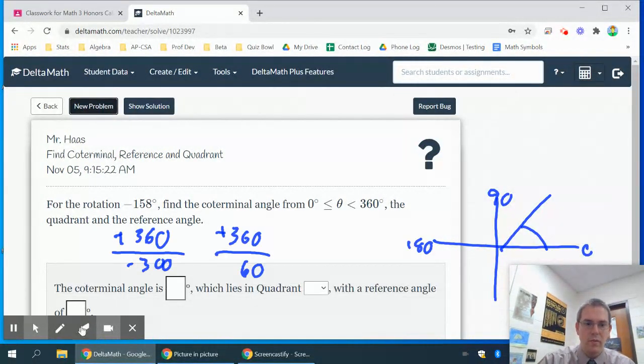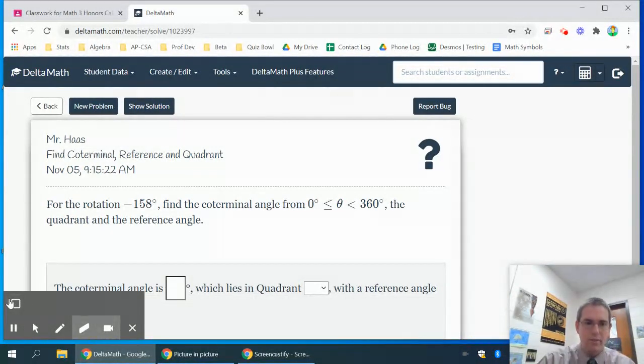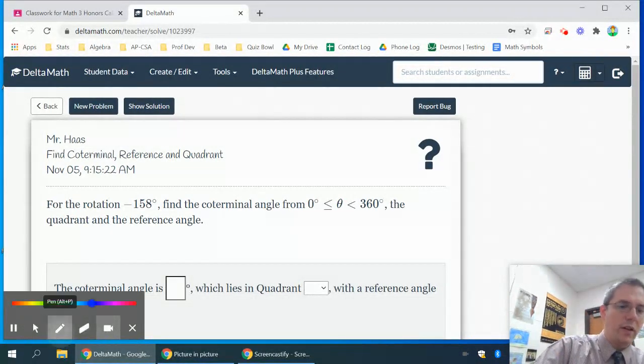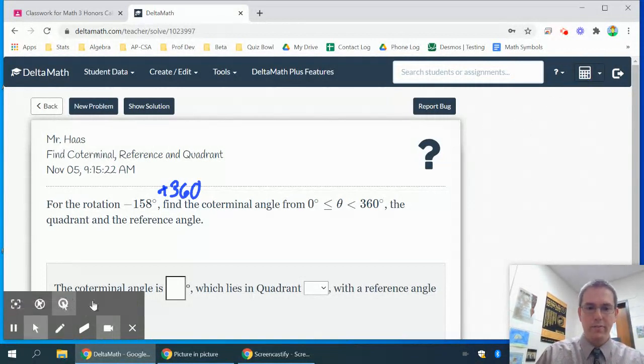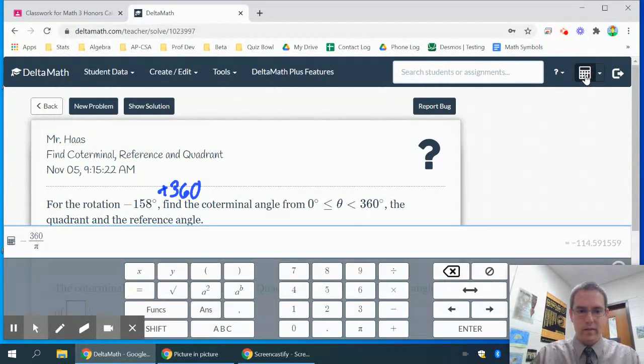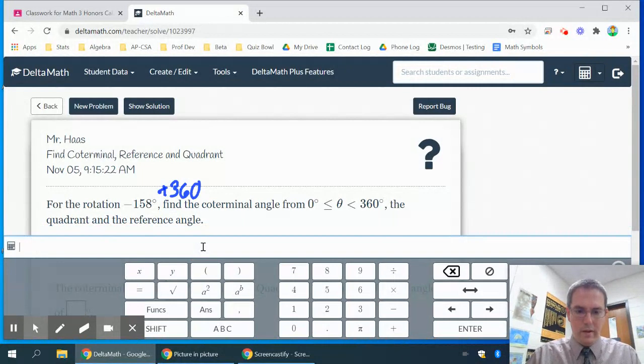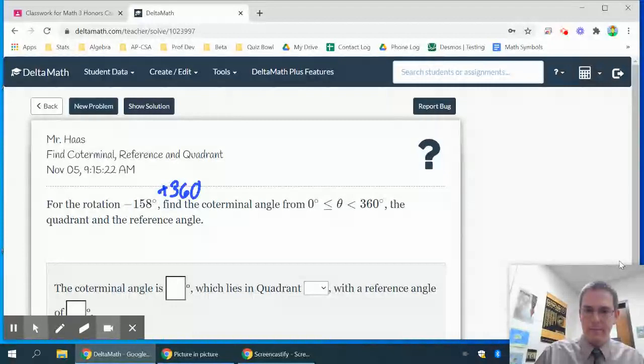Okay, this one, negative 158. Let me clear off what we already have there. So negative 158, first step is to add 360 to try to get my coterminal angle. So I'm going to go ahead and pull up our calculator maybe to do this. Negative 158 plus 360. Didn't even have to use DeltaMath to get that. It's 202. So that's your coterminal angle.